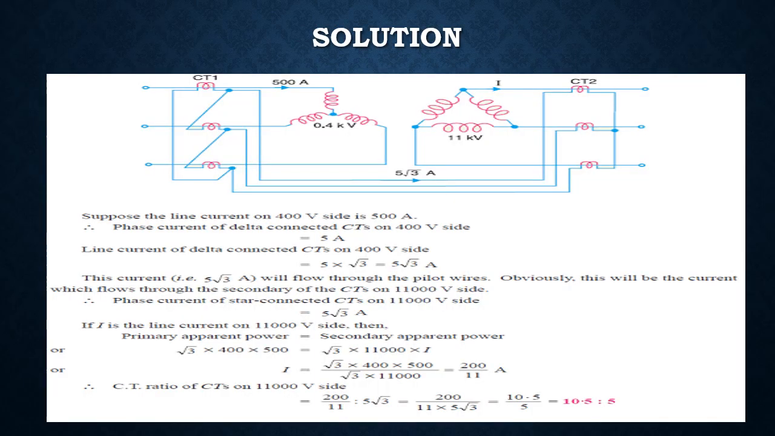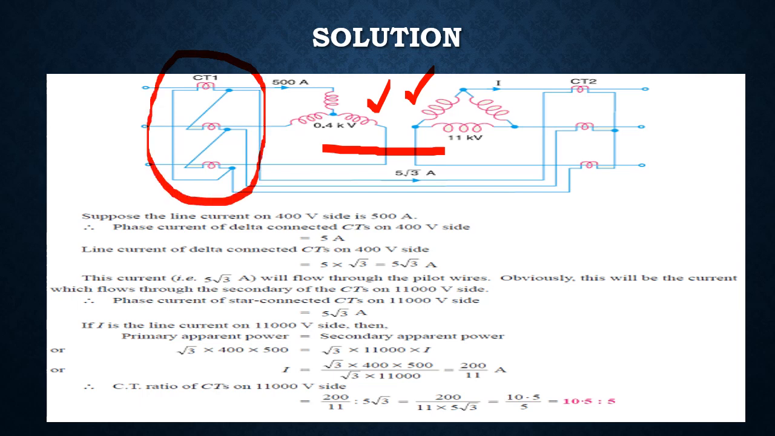Yes, here is the solution for the given problem. In the given problem, it is mentioned that the transformer is a star delta power transformer, where the primary is in star, secondary is in delta. So whatever CTs we are placing on the star side should be connected in delta. Similarly, whatever CTs we are placing on the delta side should be connected in star.